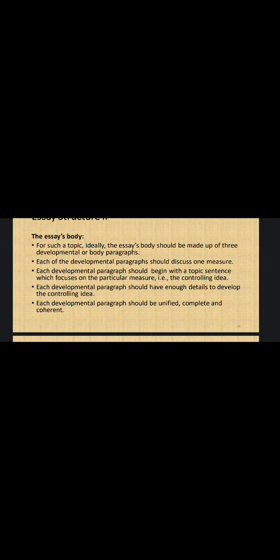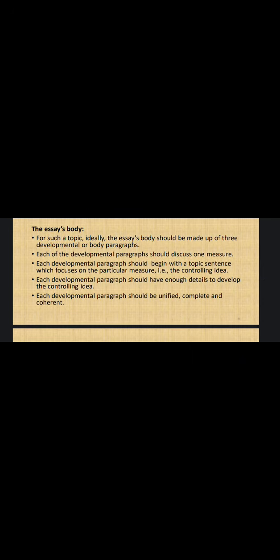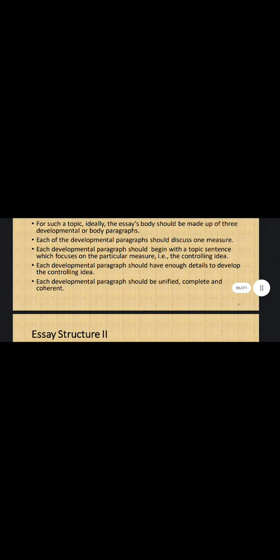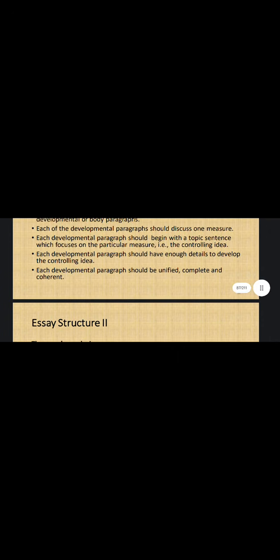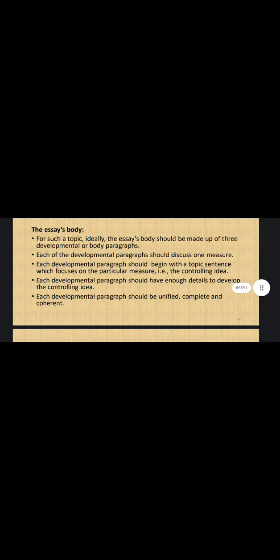Ideally, the essay's body should be made up of 3 developmental paragraphs. Each of the developmental paragraphs should discuss 1 measure. Each developmental paragraph should begin with a topic sentence which focuses on a particular measure, the controlling idea. Each should have enough detail to develop the controlling idea, and each should be unified, complete, and coherent. So as I said, when you are writing the body, you must develop them. How do you develop your body?